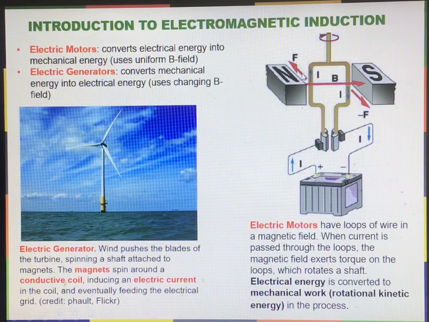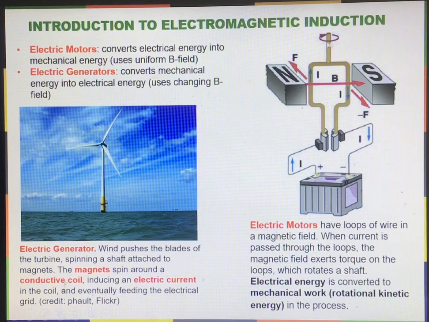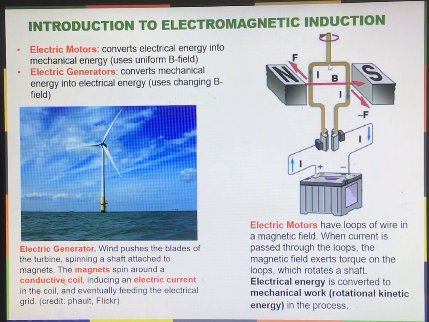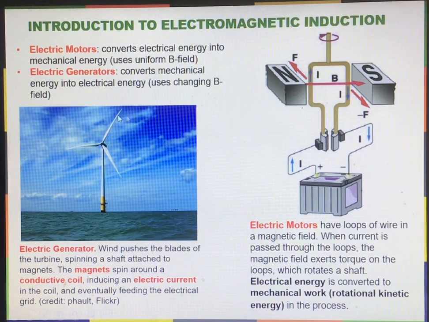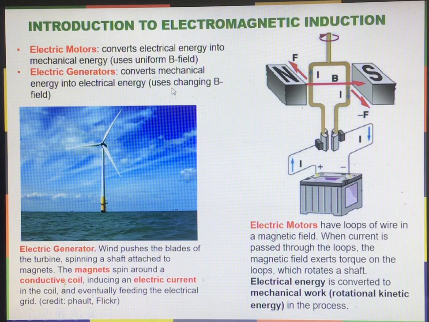So the combined effect of these two forces is going to generate a torque that is going to cause this loop to rotate in the clockwise direction. Basically, we're using electrical energy and converting it into mechanical energy. Now, an electric generator converts mechanical energy into electrical energy, and this uses a changing magnetic field.